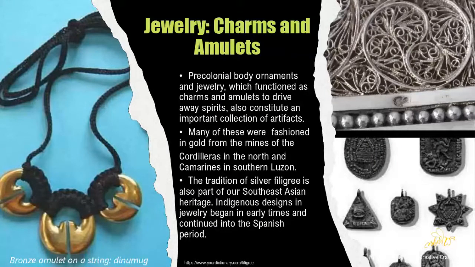So we have, for example, here, I'm sorry, I was not able to transfer this one, but this is the jewelry for the charms and the amulets. This is the filigree. And this one, you have the bronze amulet. And this would now be some of the anting-antings, the charms that they have. The bronze amulet is called the dinumug. And this is an example of the silver filigree.